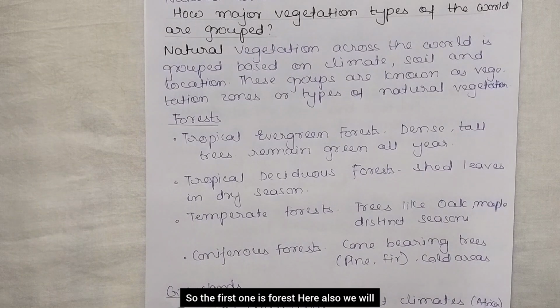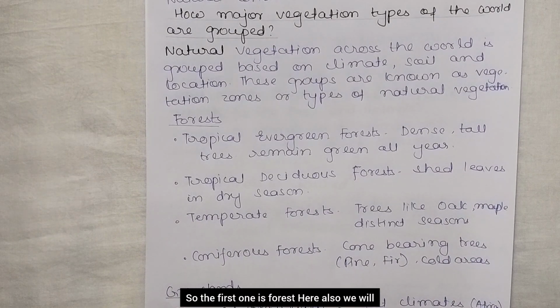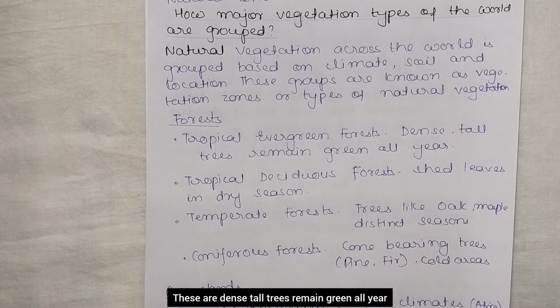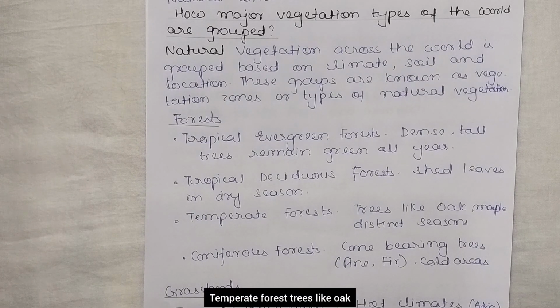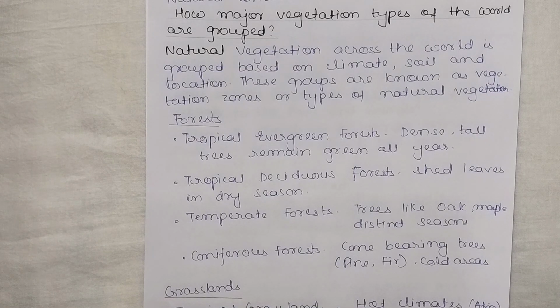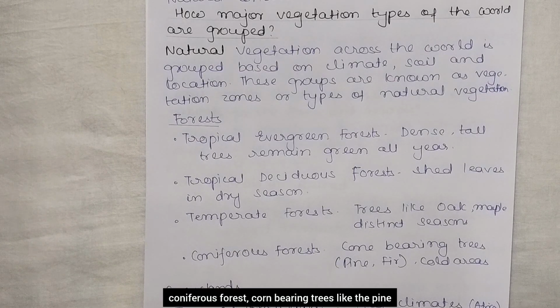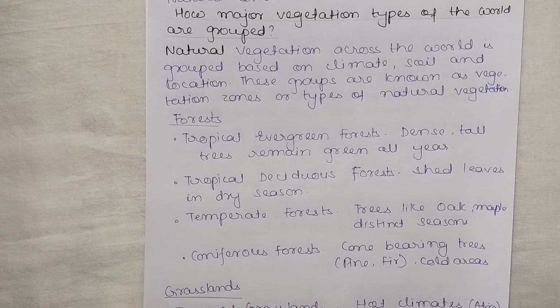So, the first one is forest. Here also we will see four types of forest. Tropical evergreen forests are dense, tall trees that remain green all year. Tropical deciduous forests shed leaves in the dry season. Temperate forests have trees like oak and maple and distinct seasons. Coniferous forests have cone-bearing trees like pine and fir and are found in cold areas, right? So this is the first type of vegetation, that is forest.